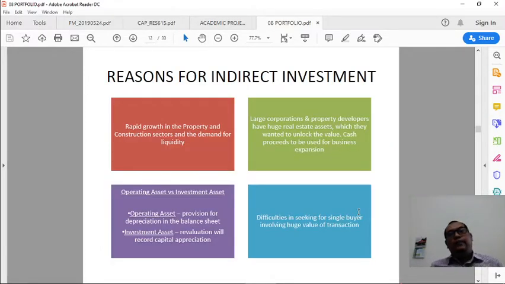Okay. So the reasons for indirect investment are the rapid growth in the property and construction sector and the demand for liquidity. Because sometimes using traditional or direct investment, investors cannot diversify. If something happens in that particular area that they invest in, or the location is not very good, the prospect or development in that area is not very good, then these investors are stuck. If they invest in Tanjung Malim, but suddenly Tanjung Malim has become a ghost town. Nobody wants to purchase properties. Nobody wants to do business in Tanjung Malim. So the investors are already stuck with the properties that they purchased, traditionally.